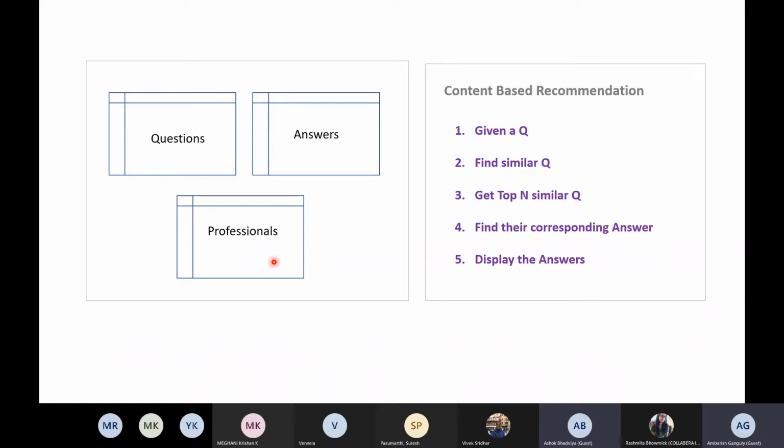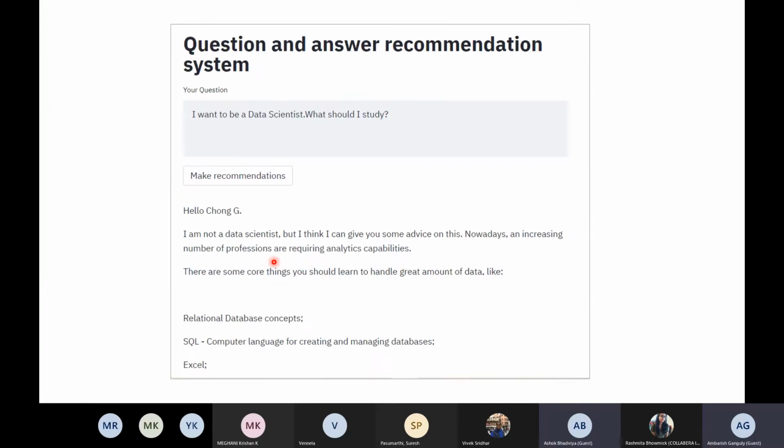Suppose I'm given a question. We would find the similar questions for the given question, and then we would find their corresponding answers and display the answers. The example of this is something like this. If I ask a question, "I want to be a data scientist, what should I study?", I'll ask for recommendations.